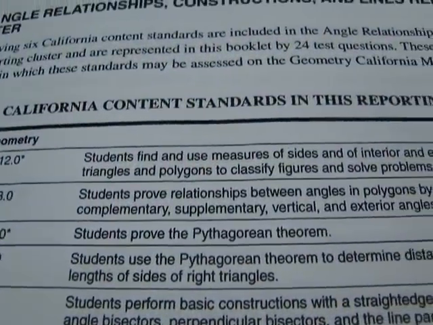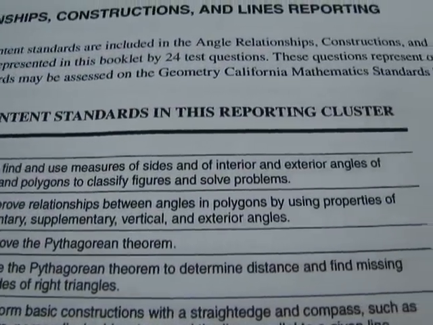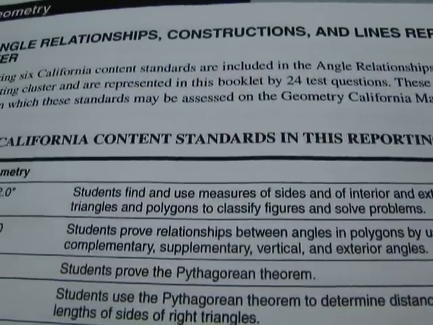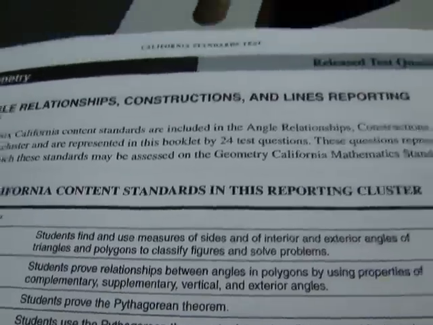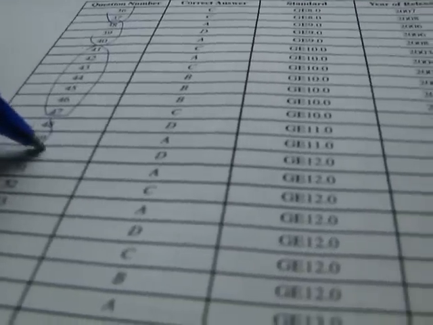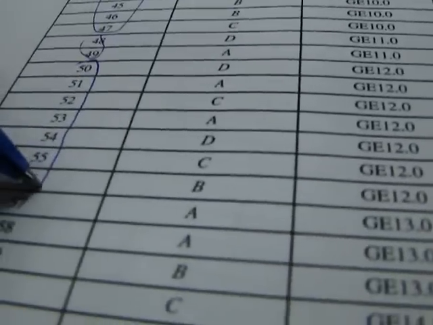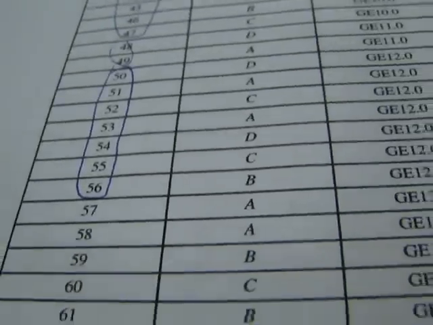Thank you very much. Hi, and welcome to Standard 12. Standard 12 is about using interior and exterior angles to solve and classify side lengths and polygons. Let's read it. Standard 12: Students find and use measures of sides and of interior and exterior angles of triangles and polygons to classify figures and solve problems. So, Standard 12 will be problems 50 through 56.